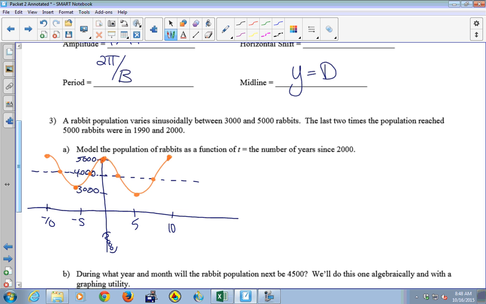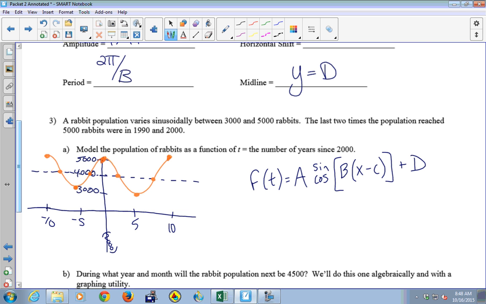And then we have to try to write a formula for it. My general formula for a sinusoidal function looks like f of t equals a times either the sine or the cosine of b times x minus c plus d. And then we have to pick sine or cosine, and we have to fill in a, b, c, and d, and we'll have a model. First thing I like to do is pick sine or cosine. So which of these do you like, sine or cosine, for this particular model? Sine. Why?